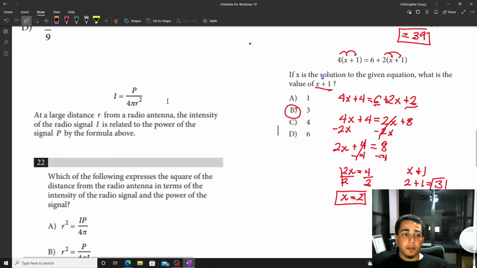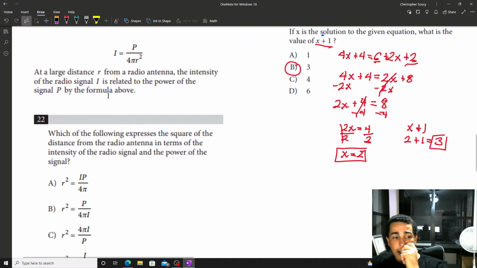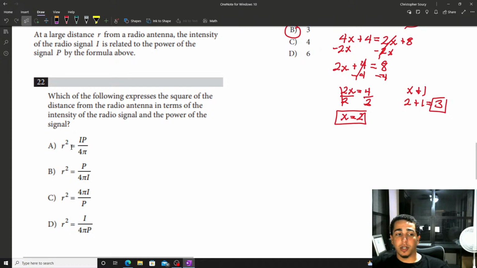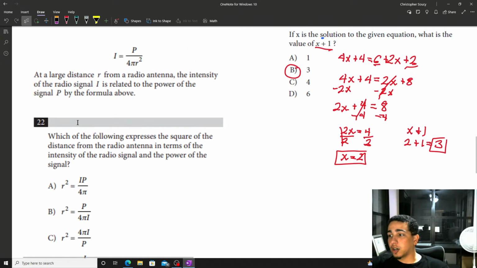This next one on the left here, we don't have to read what the question is asking because they give us an equation. They have I equals P over 4 pi times R squared. And if we look at our answer choices, we have R squared equals, R squared equals, R squared equals. So it looks like we have to get R squared by itself.